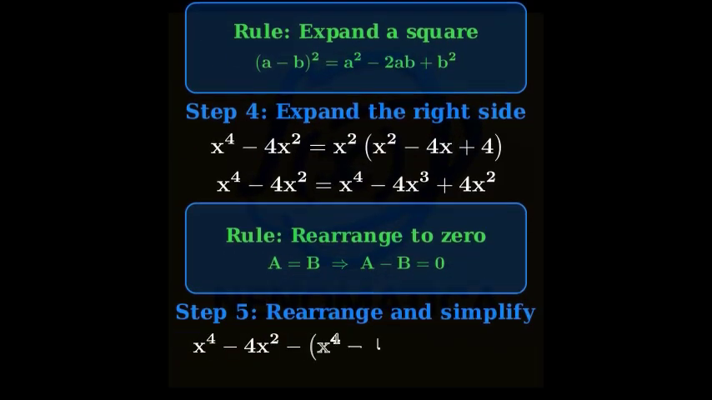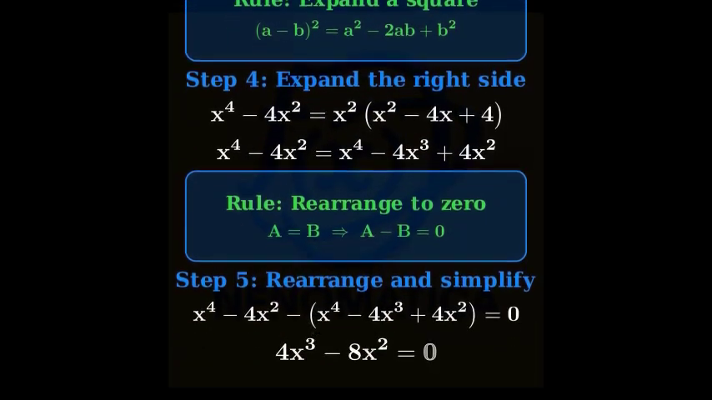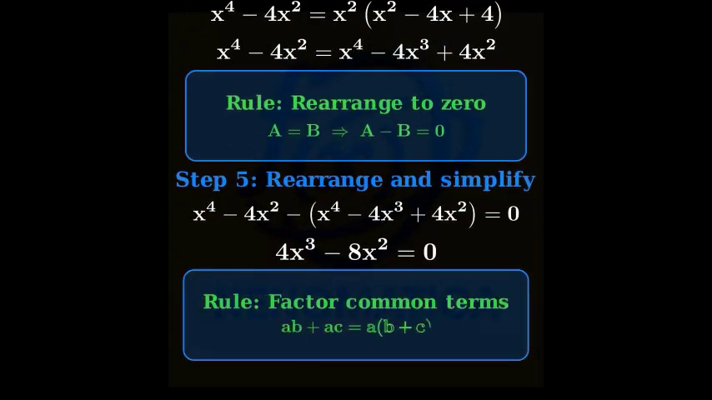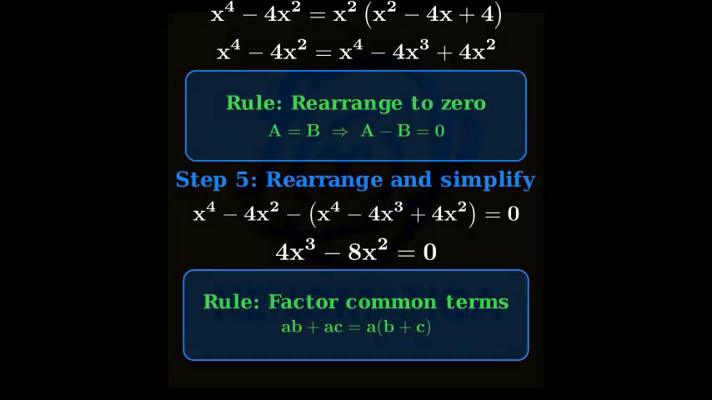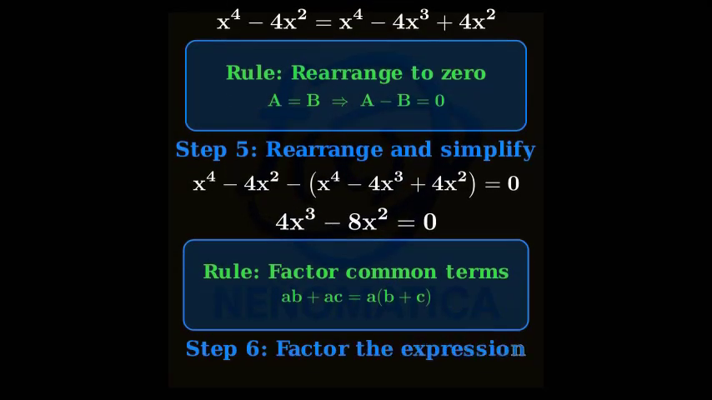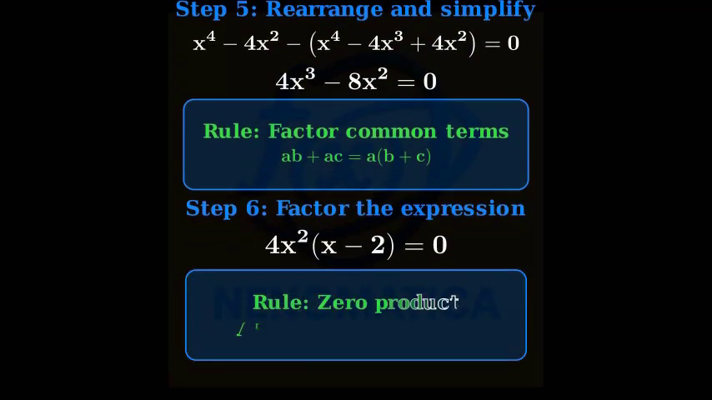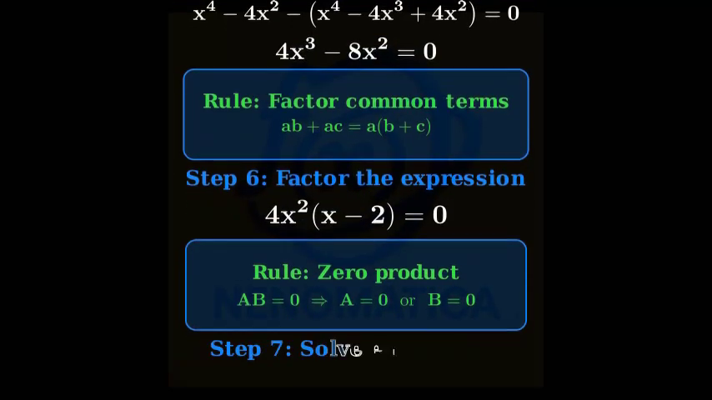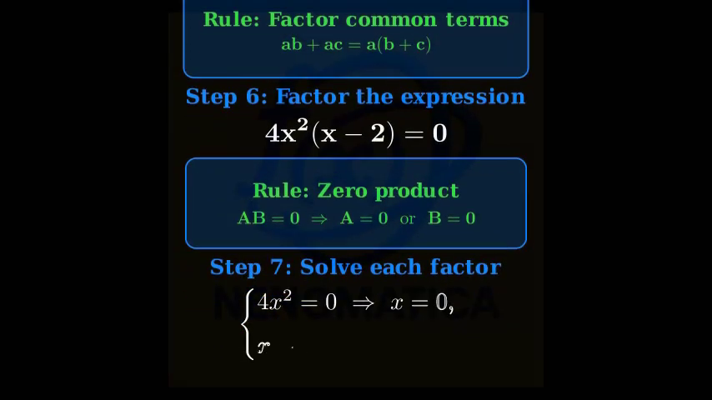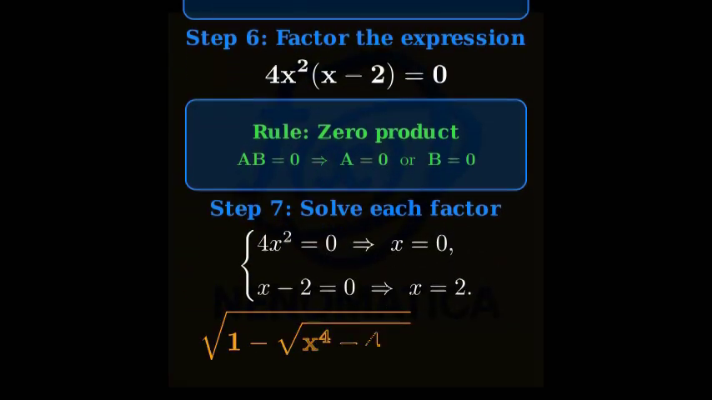Step 5. Bring everything to one side and simplify. Subtract the right side from the left side. The result is 4x cubed minus 8x squared equals 0. Step 6. Factor the common term. Factor out 4x squared. We get 4x squared times x minus 2 equals 0. Step 7. Apply the zero product property. If a product is 0, then at least one factor is 0. So either x equals 0 or x equals 2.